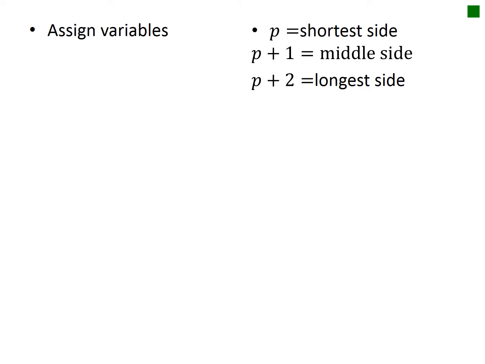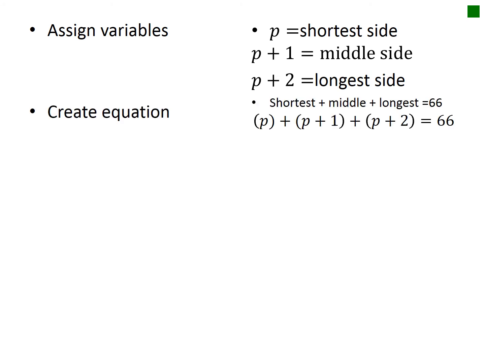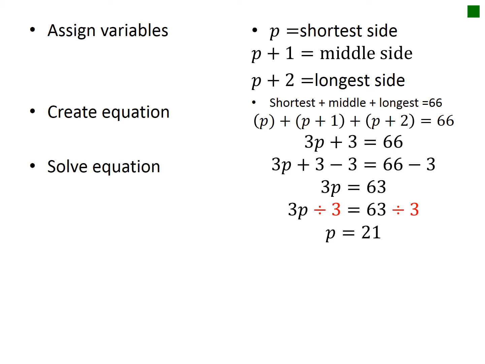We are told in the problem that we're looking at the perimeter. It's important that you know what the word perimeter means. Perimeter is the sum of the length of the sides of any figure. Because we have a triangle, that means we need to add together the shortest, middle, and longest side. And we're told that the perimeter is equal to 66. Once again, we have an equation, and so we can go through the process of solving it.